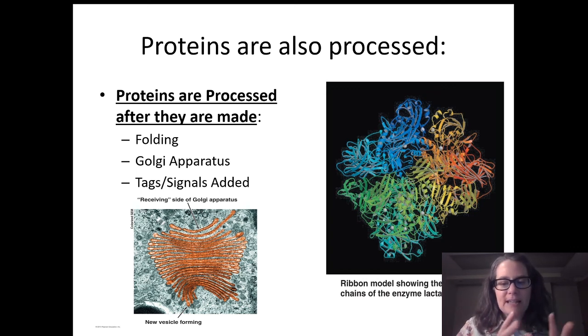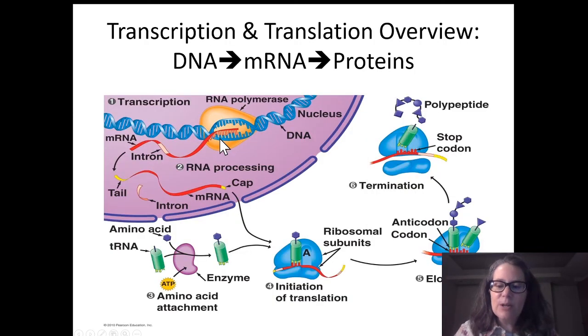They are then marked and shipped out of the cell, or shipped within the cell to the locations where they are required. So this gives you an overview of protein synthesis. Again, this is taking DNA and building a protein trait for you. It's really the way that we take our DNA code and build you.